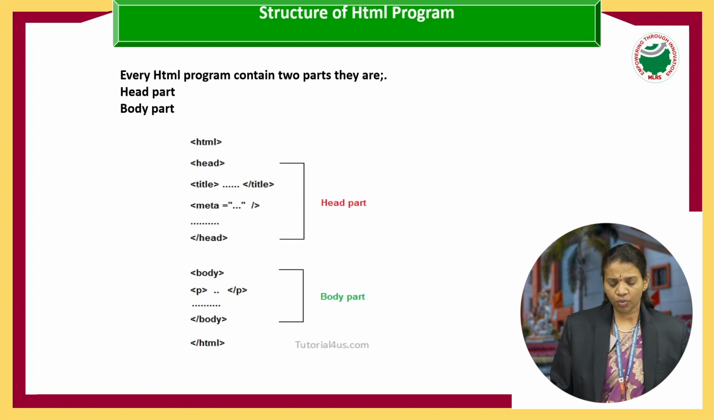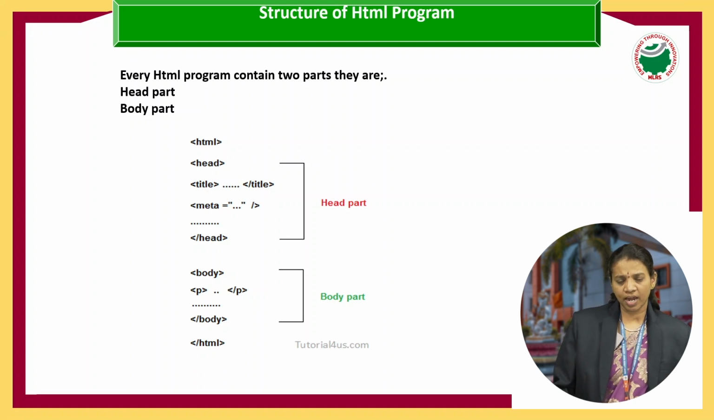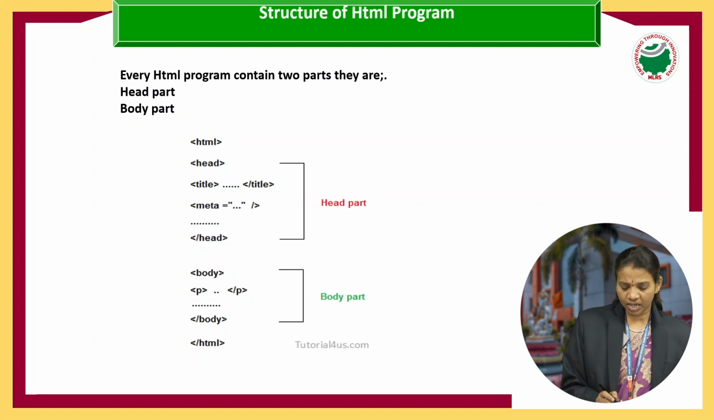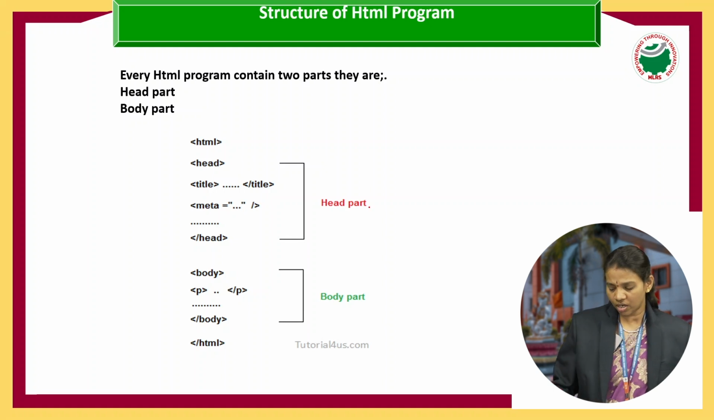The structure of an HTML program contains two parts: the head part and the body part. The head part contains the head section. First, the initial tag is called HTML. The HTML tag is called the root element of the program. The HTML tag contains the head tag, the head contains the title tag, followed by the metadata, and then the head closing tag.